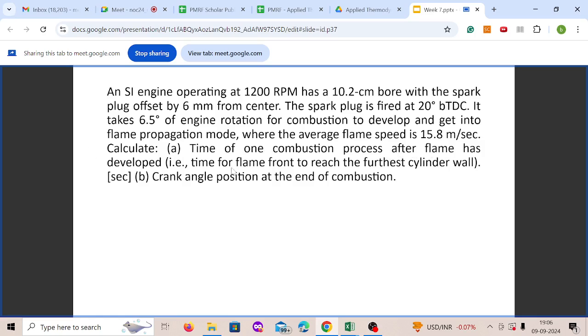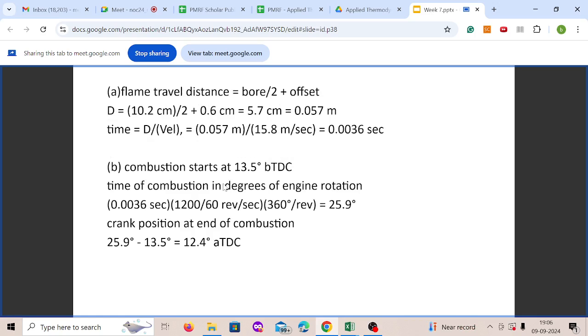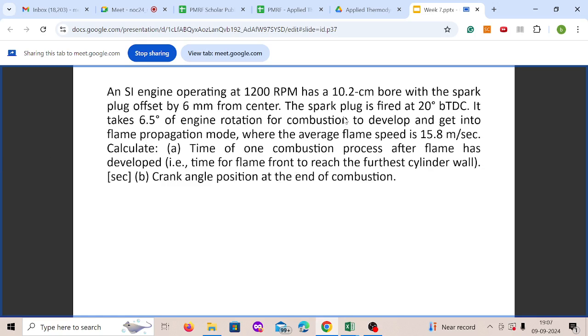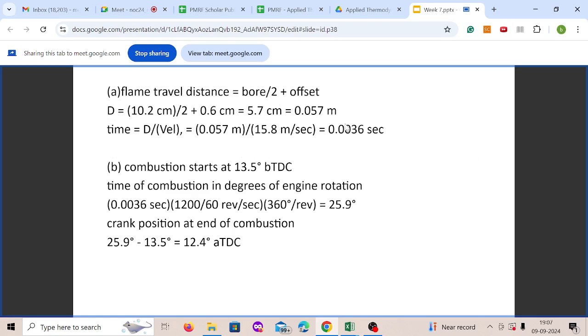that is, the time for the flame front to reach the furthest cylinder wall, and the crank angle position at the end of combustion. So first, the flame travel distance is bore divided by 2 plus offset, which you have seen. So the distance is 0.057 meter. The time is the distance divided by the flame velocity, which comes out to be 0.0036 seconds. So that is the total time required for the combustion process.